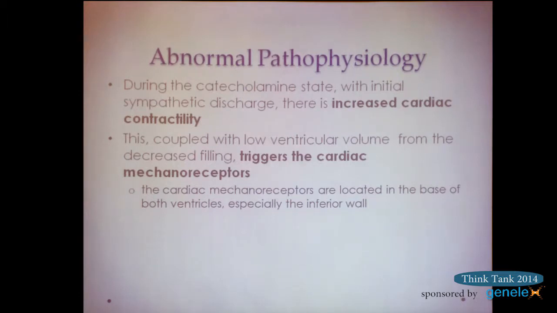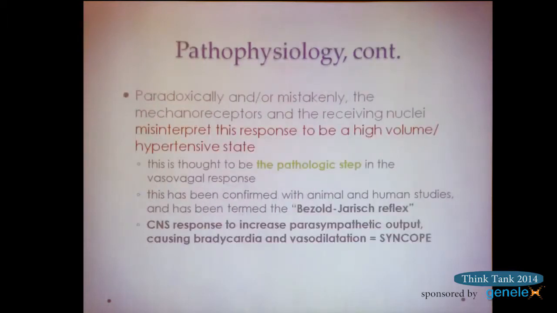This, coupled with low ventricular volume from the fluid shifts down from the thorax to the lower extremities, triggers cardiac mechanoreceptors. These are located in the base of both ventricles, especially in the inferior wall. The mechanoreceptors paradoxically, or mistakenly, misinterpret this response as a high-volume hypertensive state because they are feeling increased pressure within the myocardium, and this sets off a cascade of neurologic reflexes.